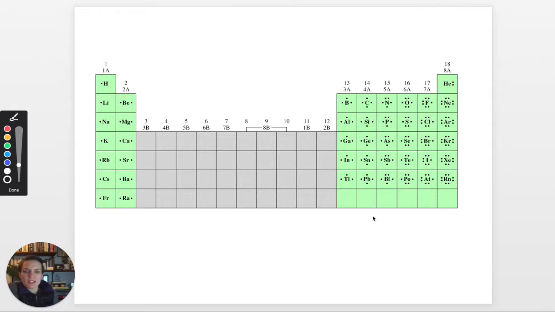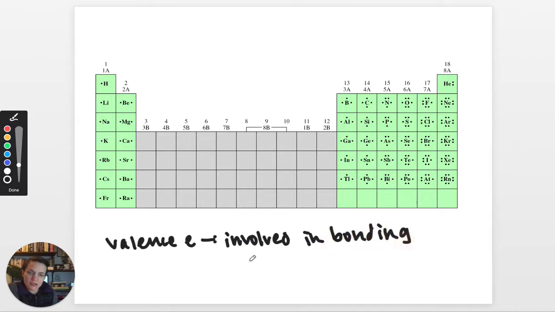So this periodic table here is trying to show the relationship between the columns of the periodic table and valence electrons, right? Valence electrons is something that we talked about in the last video, as well as the final video of our Chapter 7 material. So valence electrons are those electrons that are involved in bonding. They are also the electrons in the outermost energy level.